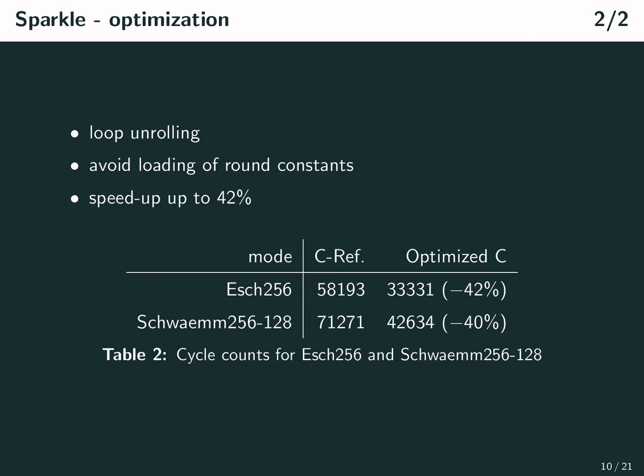Unrolling the main loop within the Sparkle permutation over 7 or 11 rounds results in a significant speedup. We further optimize the permutation by avoiding the loading of the constants for the Alzette S-boxes in every round, by loading and saving these 6 constants in the registers before the transformation. As shown in Table 2, our implementation achieves a speedup of up to 42%.